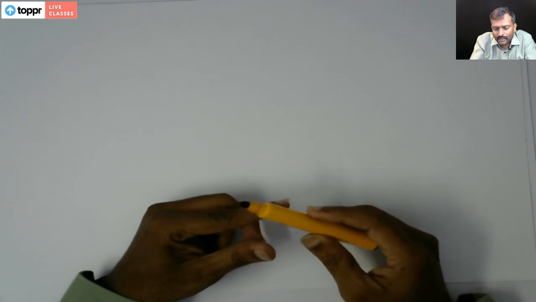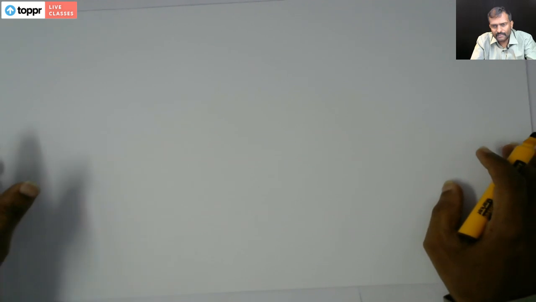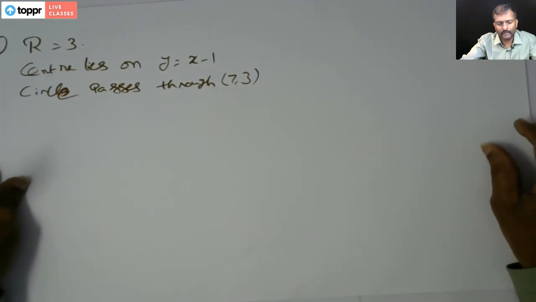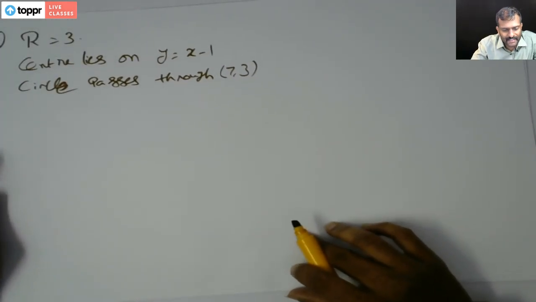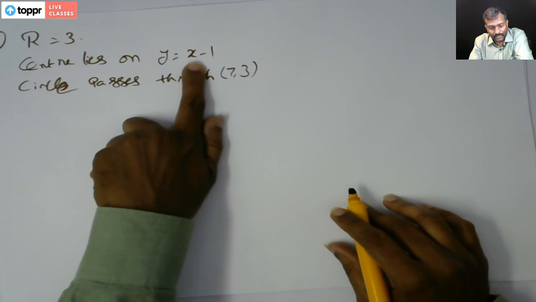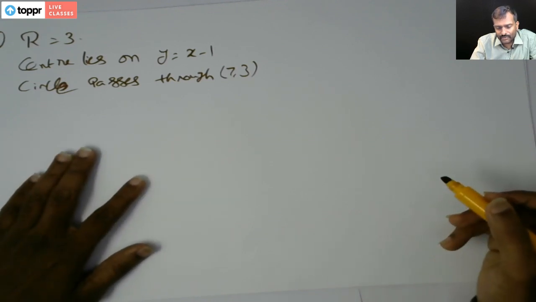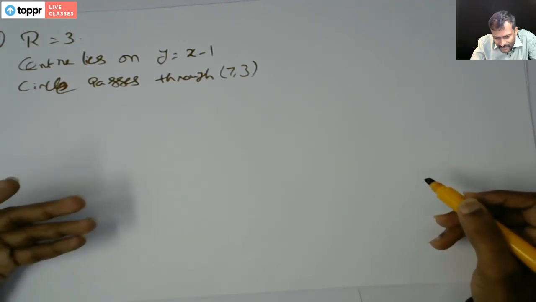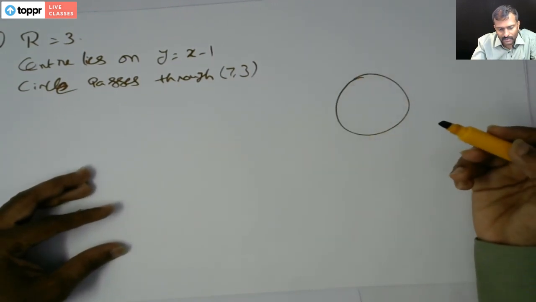So now let us try and solve a couple of questions on the equations of circles, from the concepts that we have learned so far. Here the radius of the circle is given as 3 units, and the center of the circle is lying on the line y is equal to x minus 1, and the circle passes through the point 7, 3. So we have to find the equation of the circle when these conditions are given, right? So let us first draw a circle and try to visualize it.